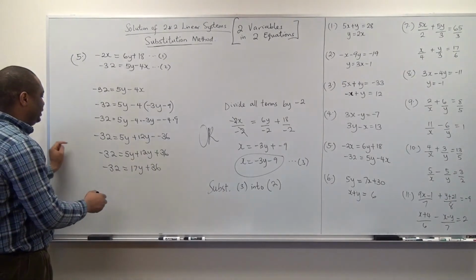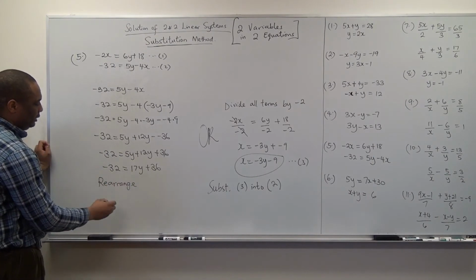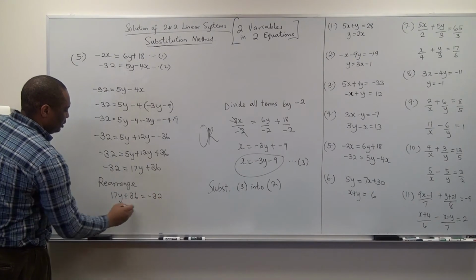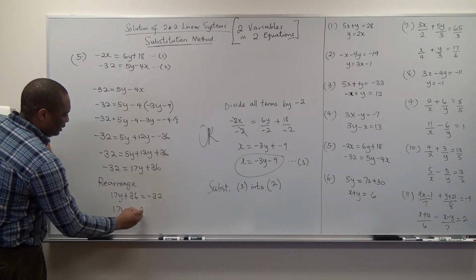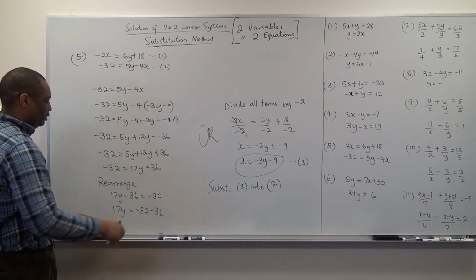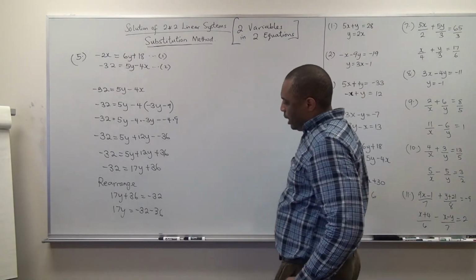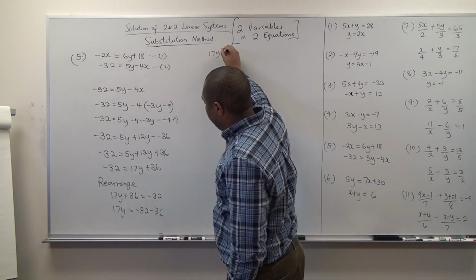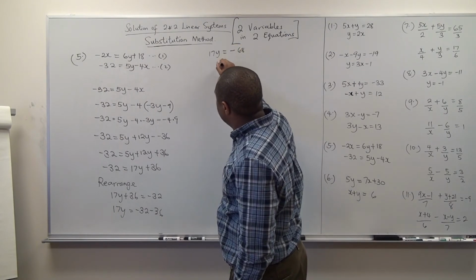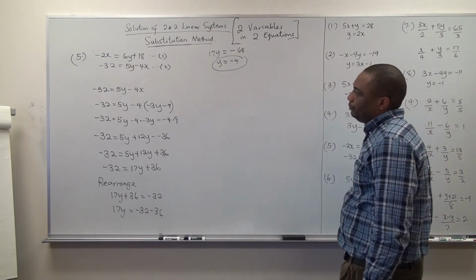You now rearrange this. When you rearrange it, you have 17y plus 36 equal to negative 32. So 17y will be negative 32 minus 36. You move the constants to join the product. And then you now have that 17y is negative 68. You divide both sides by 17, it gives you negative 4. That y is negative 4.